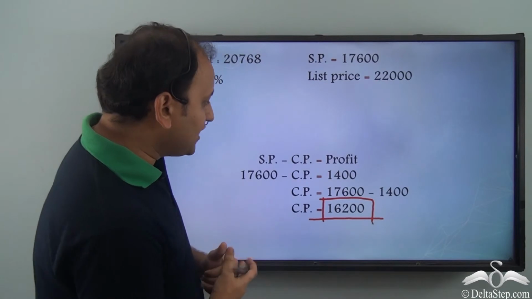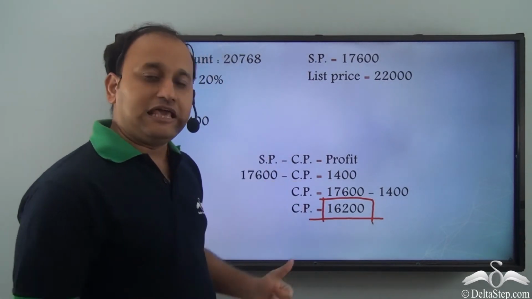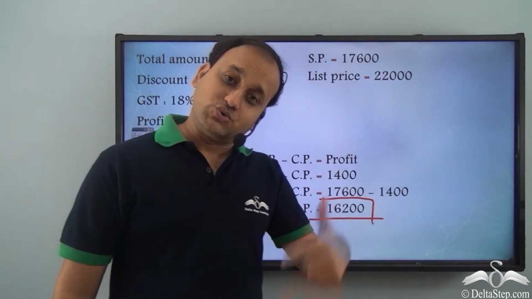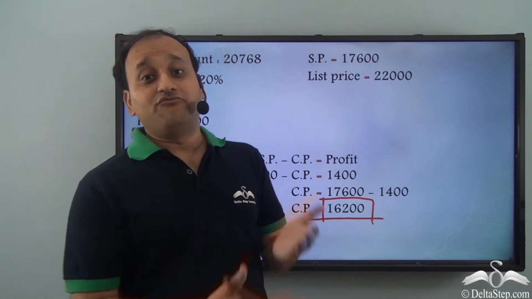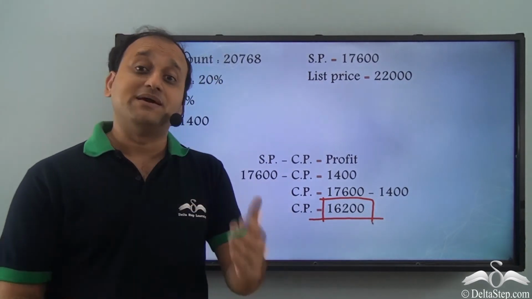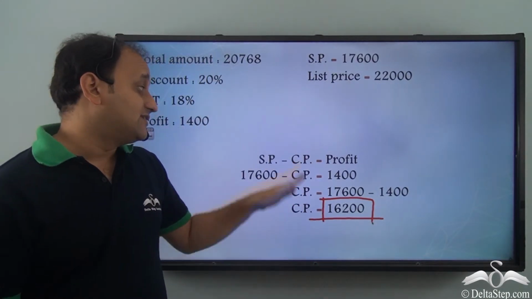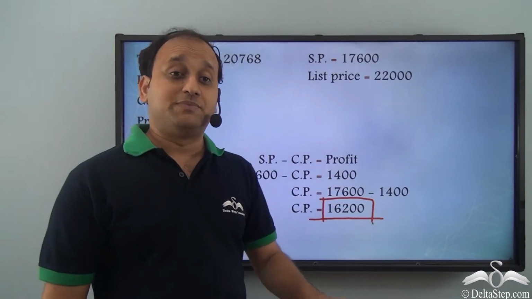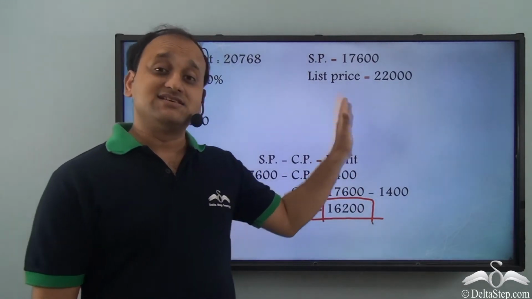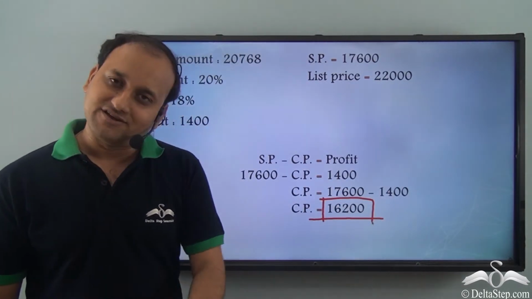So how did we calculate it? First of all, we calculated SP from the total amount, then we calculated list price on the basis of SP, and finally we also calculated the cost price on the basis of SP, as well as the profit which was already given to us.